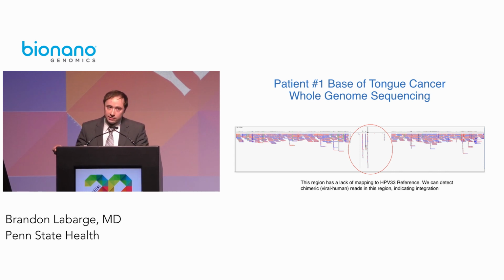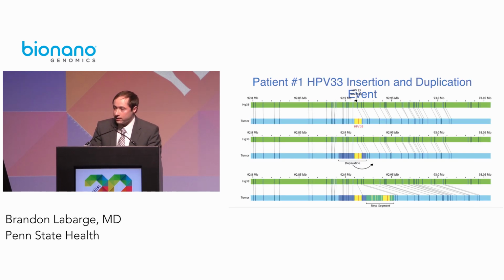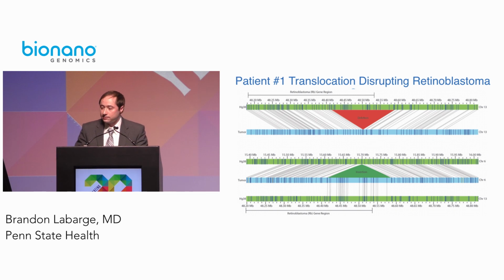If we then take those coordinates of the integration site from whole genome sequencing and find the relevant structural variation in Bionano, we can see what this event actually looks like. So in chromosome 15, we can see that HPV33 inserted itself into the genome. So again, the tumor genome map shown in blue compared to the reference in green. HPV has inserted itself into the region here, and then there's a duplication event of the virus and the surrounding region of the genome to create a new segment. And so by combining whole genome sequencing with Bionano, we're able to describe this type of event in high detail.